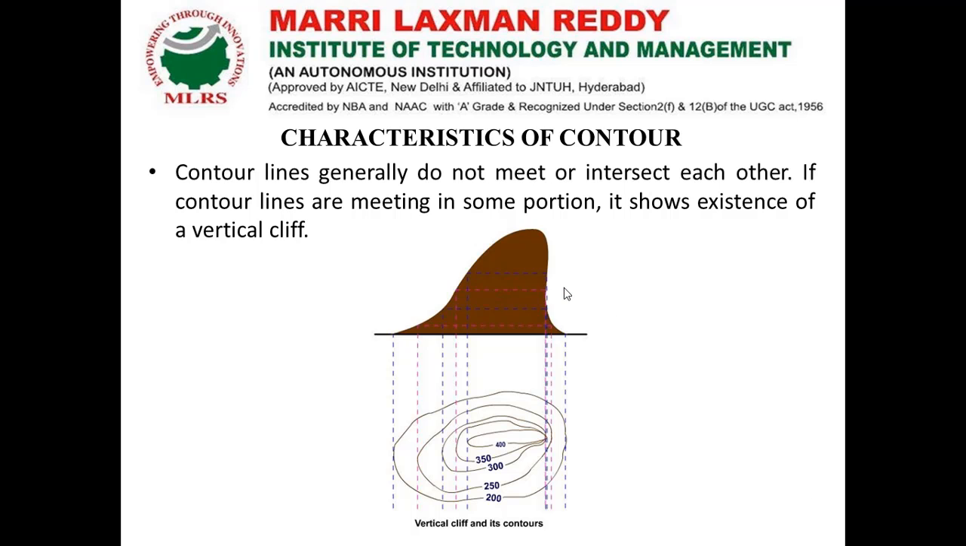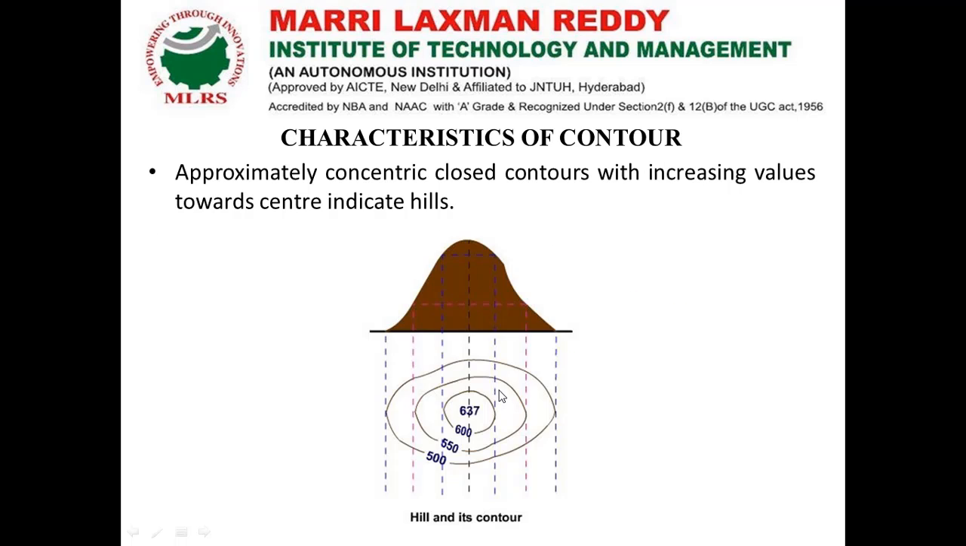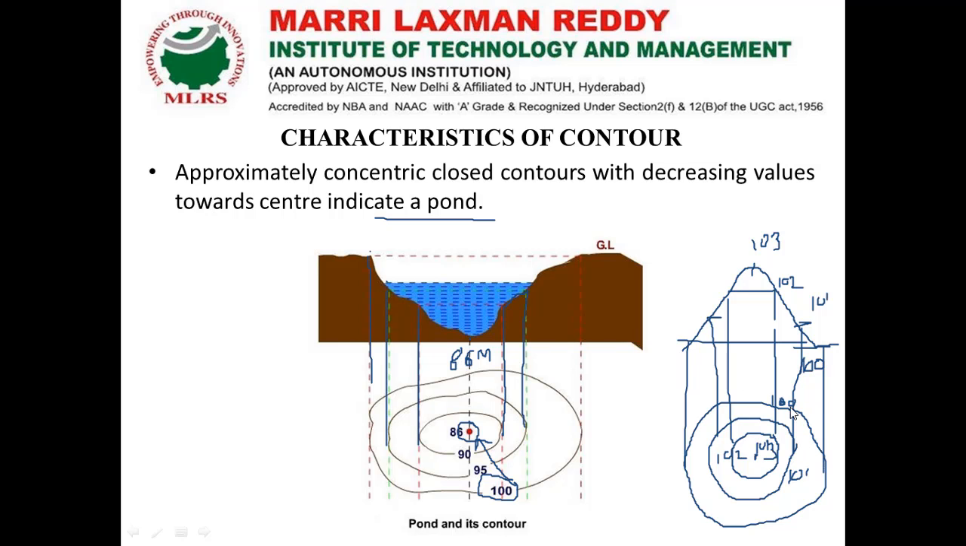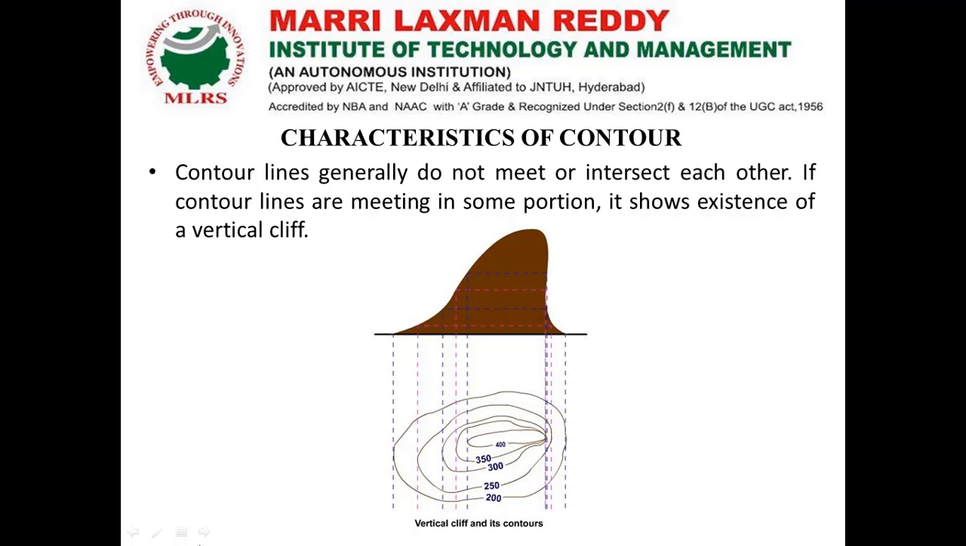Next, contour lines generally do not meet or intersect each other. We have already seen this, but they can meet or unite only in the case of a vertical cliff. I said in the hill area the reduced levels of contours are like this. But in the case of a vertical cliff, they can unite like this.